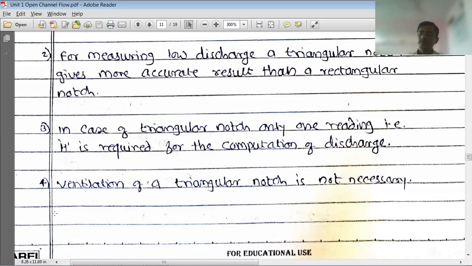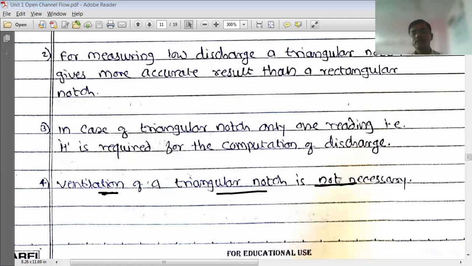So what is the meaning of this ventilation of notch or weir? That is one point we are going to study afterwards, after a few points here. So just keep this point in mind, that ventilation of triangular notch is not necessary, but in case of rectangular weir or rectangular notch, ventilation is required. And why it is required, that point we will discuss later on.